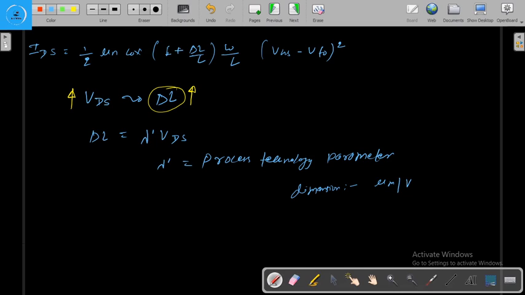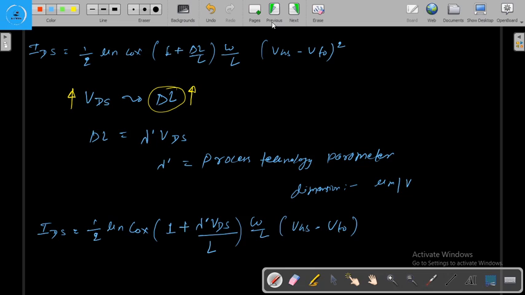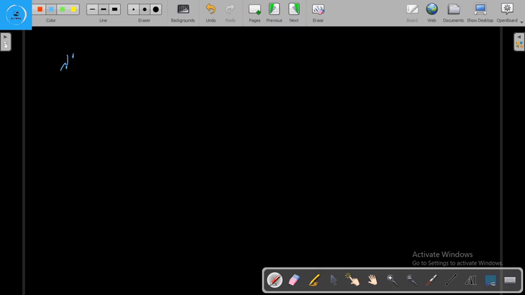Now I will just put the value of delta L here. Then it will become 1 by 2 mu n COX, and this will be 1 plus lambda dash VDS divided by L, here W by L, VGS minus VT naught whole square. Now let's assume this lambda dash divided by L will be equal to lambda, and this lambda is a process technology parameter, and its dimension is volt inverse.